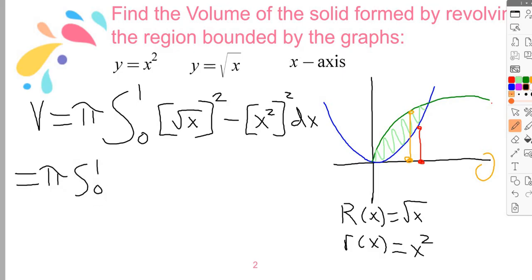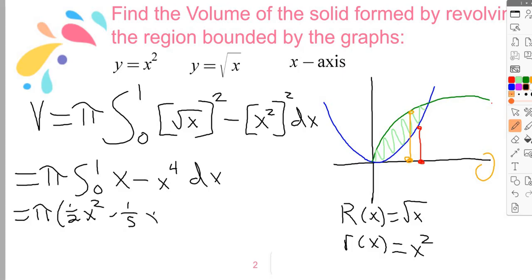So what is the square root of x squared? Just x. Then x squared gives us x to the fourth. Okay. So what is our antiderivative of x? 1/2 x squared. And our antiderivative of x to the fourth? 1/5 x to the fifth. And we're going from 0 to 1.